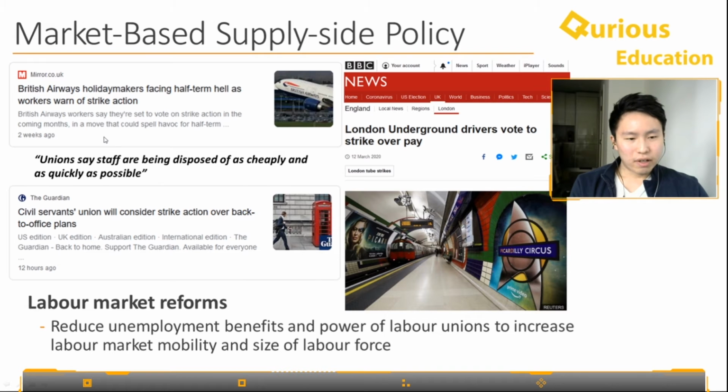So if more people can easily be fired and hired, then this should improve the efficiency of our labor market, and as a result, it would help firms keep their costs down in terms of the wages of their workers, and potentially it will also help to produce more goods and services because they are paying less of a cost to produce them. So this is just one of the ways, again, for the government to improve the economy and achieve economic growth through a market-based supply side policy.